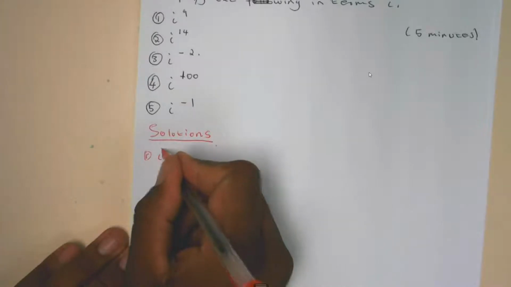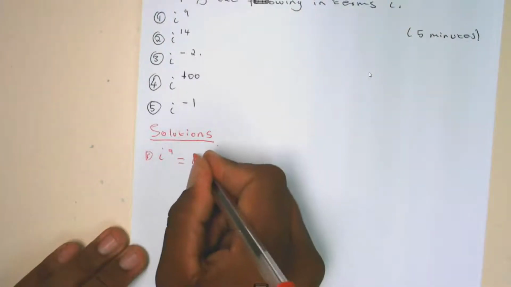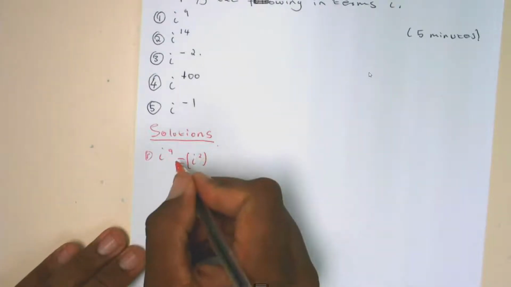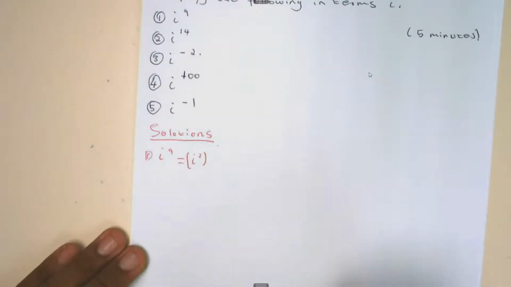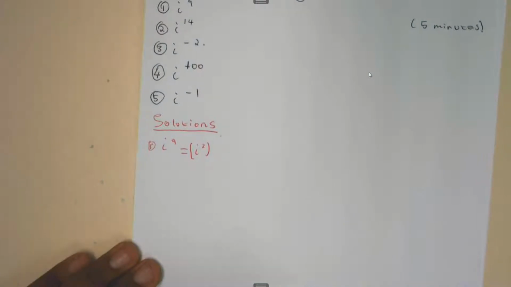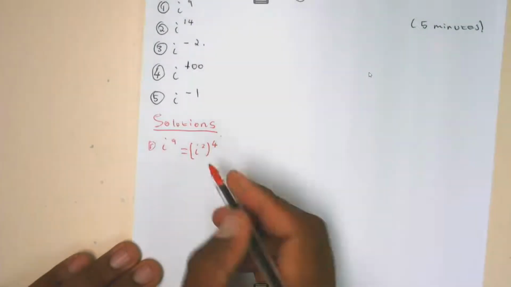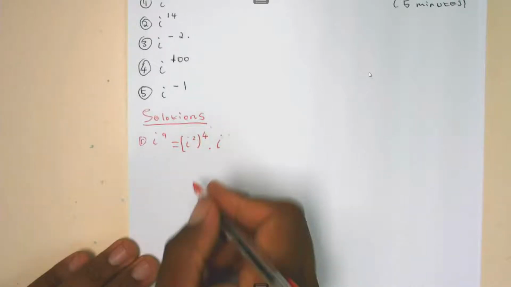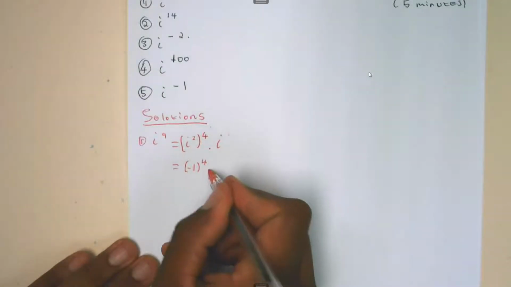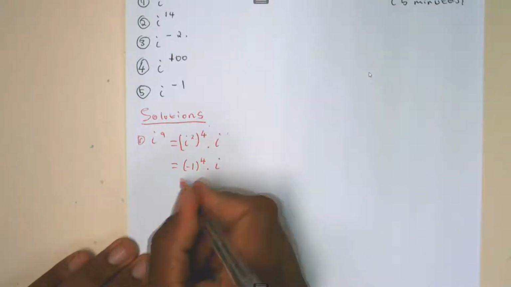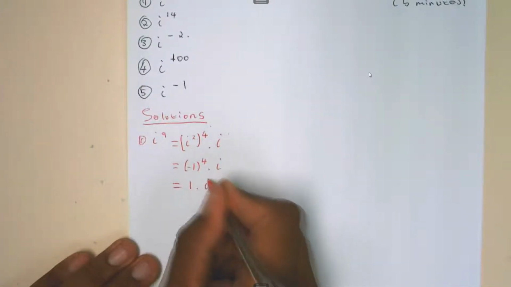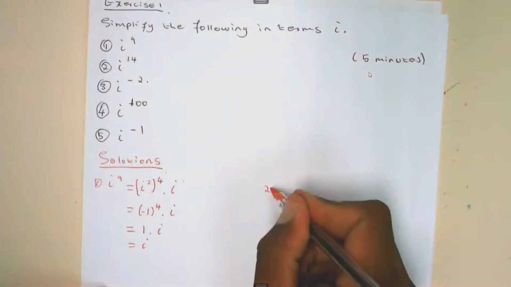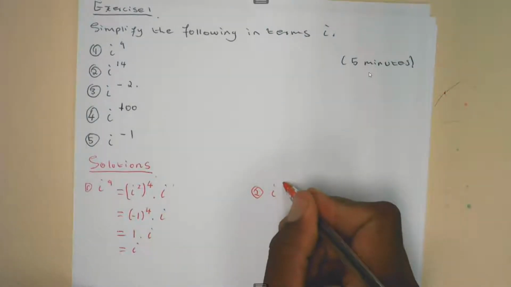Now we understand that i to the power of 9 can be i squared, as we said, multiplied by how much? We cannot multiply any number by 2 to give us 9. So what are we going to do? We are going to get closer to 9. We can say multiply by 4. 2 multiplied by 4 would be 8. Multiply by i, plus this 1 will be 9. So we'll have minus 1 to the power of 4 multiplied by i, which will give us 1 multiplied by i, which will be i. That is our solution.